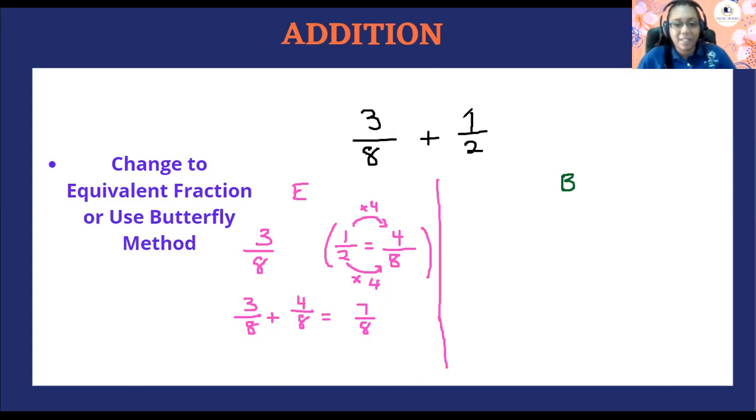The butterfly method is a little longer, but it still gets the job done. So you have 3/8 plus 1/2. You circle the opposite. We have 3 multiplied by 2 will give us 6. Just circle the wings here. 1 multiplied by 8 will give us 8. And of course, we need the denominator. 8 multiplied by 2 will give us 16.